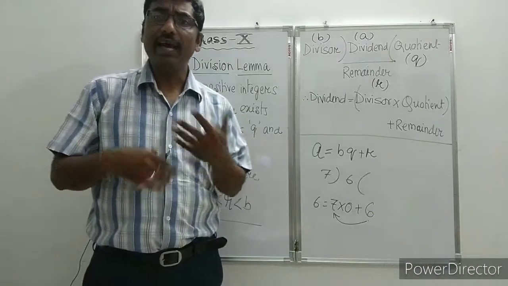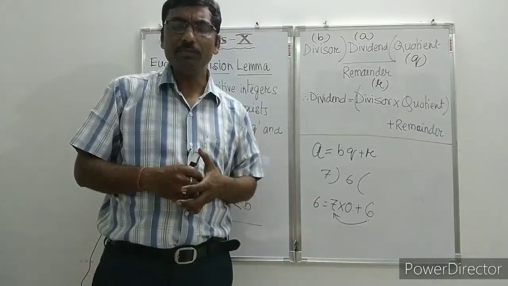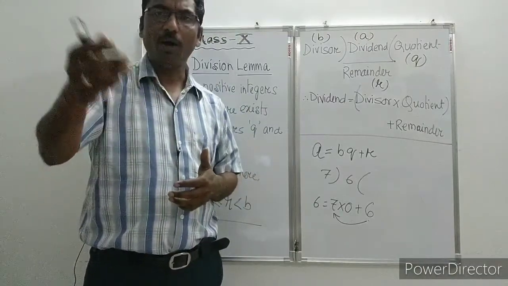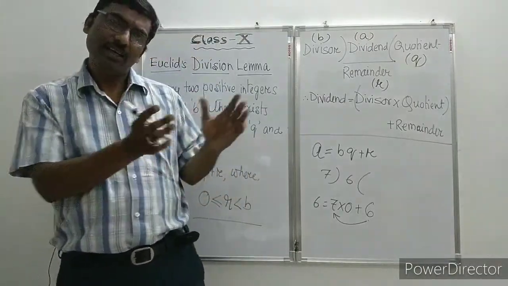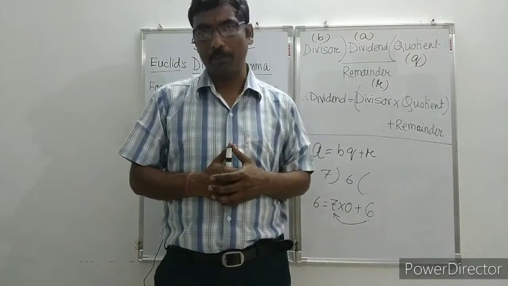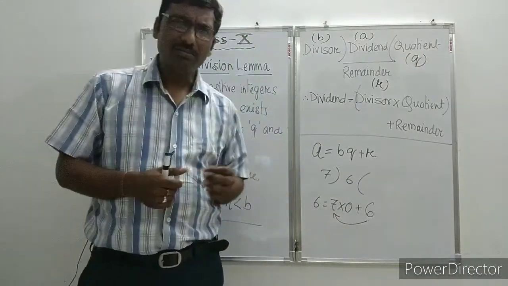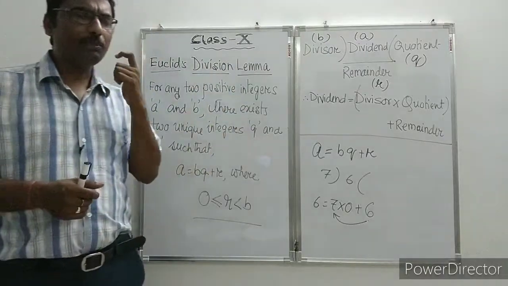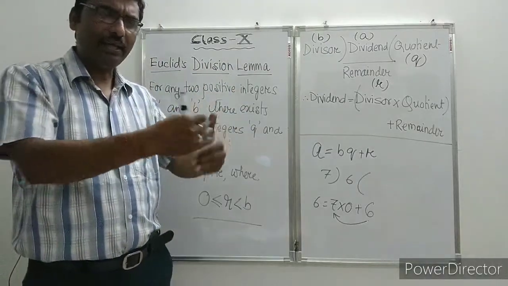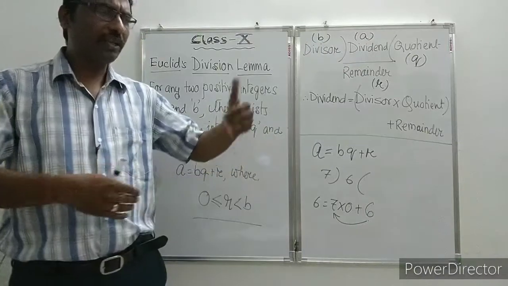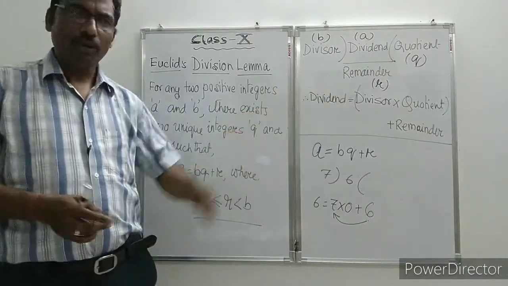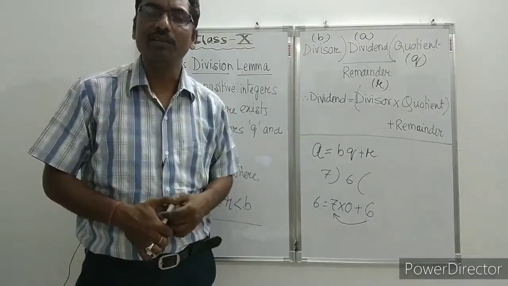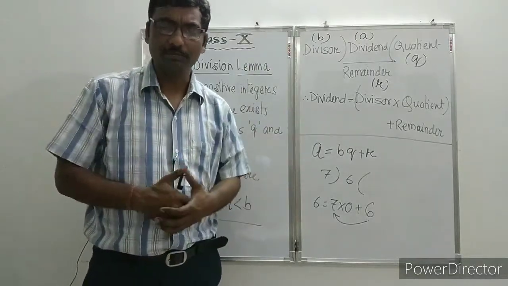And then comes algorithm. Algorithm means steps of a process, steps of a process to find a particular type of sum. Suppose Euclid's division algorithm. Euclid's division algorithm means you will apply the lemma in every step. It may take 3 steps, 4 steps, 5 steps, and all the steps together are called Euclid's division algorithm. That is the algorithm.